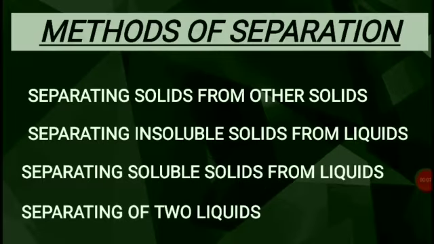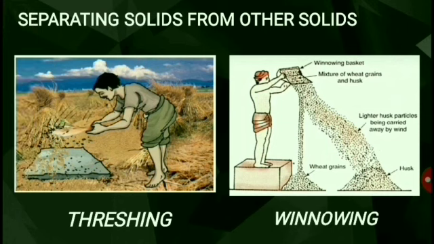Now let us study the methods of separation. The methods of separation are the ways or processes through which the separation of substances is done, and all those processes are categorized into 4 categories. The first is separating solids from other solids, the second is separating insoluble solids from liquids, the third is separating soluble solids from liquids, and the fourth is separating two liquids. All these separations depend upon the physical properties of the substances, like color, size, shape, weight or solubility in a liquid.